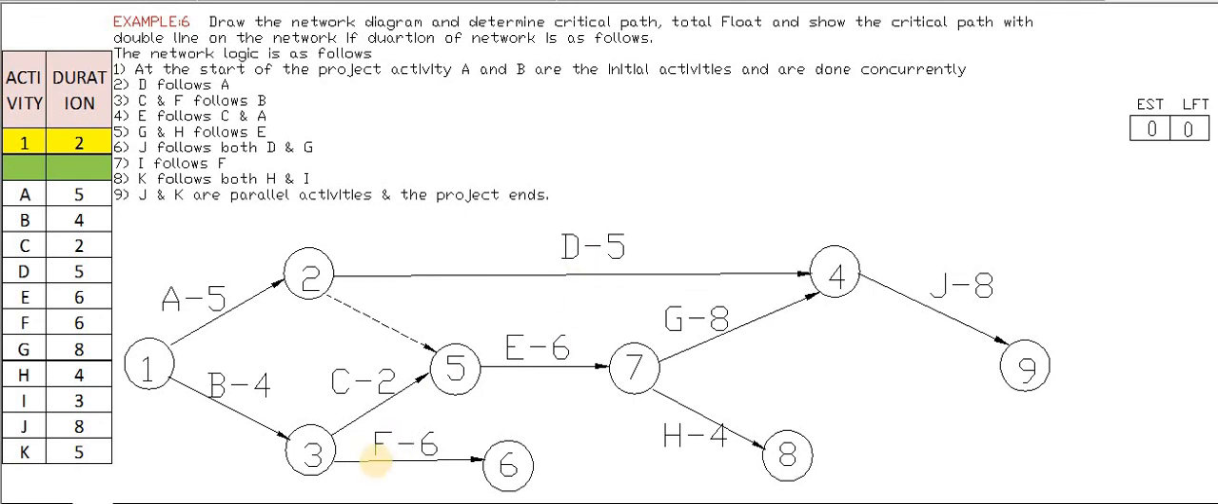I have copied D5 here also, but I have not changed it. It is to be activity F. Activity F has a duration of 6. So actually we copied D5 here, but it was F. Activity F has a duration of 6. We will check once again.